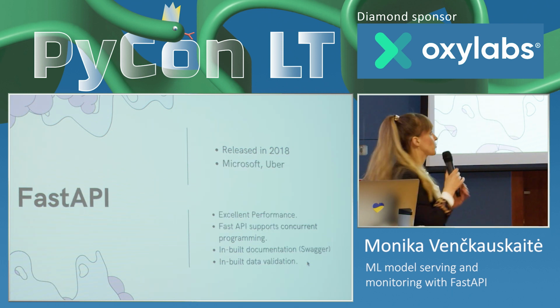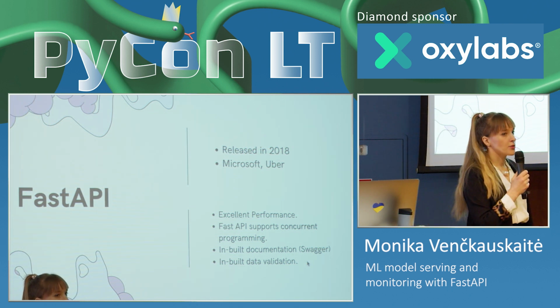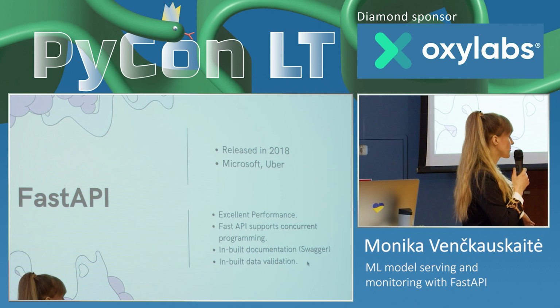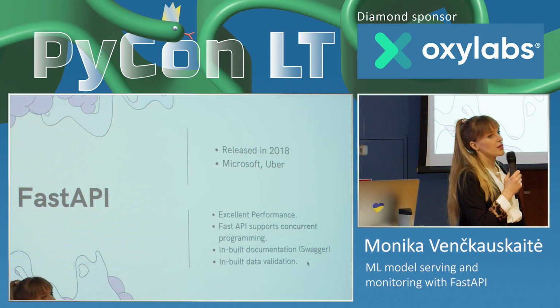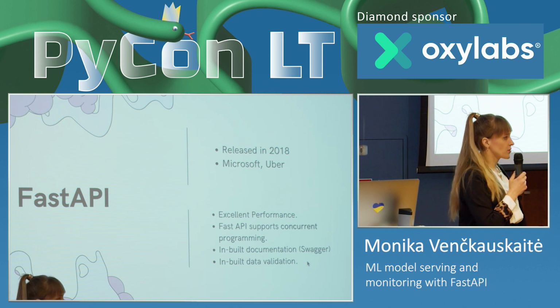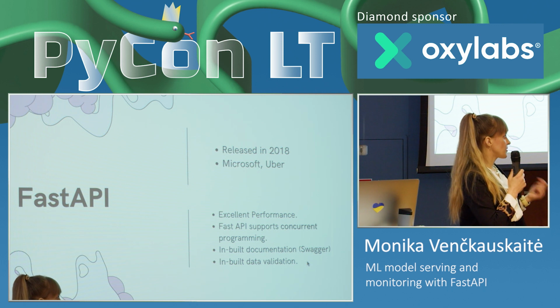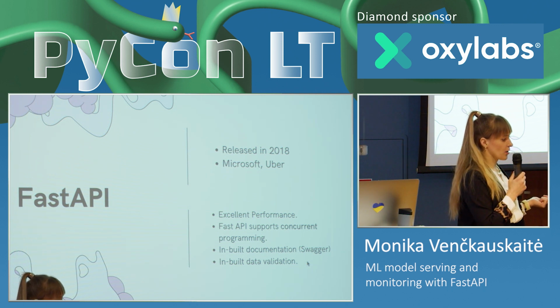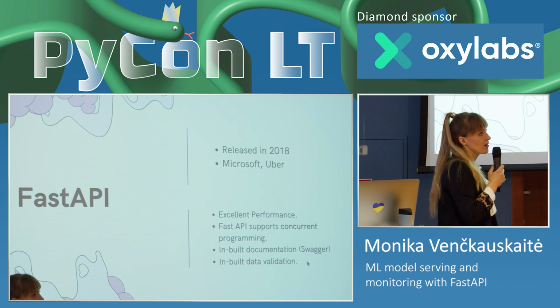And what's the difference? FastAPI was released in 2018. It was by Microsoft and Uber. It has excellent performance. It's faster. It supports concurrency, so you can write asynchronous calls. It has built-in documentation, which uses what was formerly known as Swagger. Now it's called the OpenAPI standard.